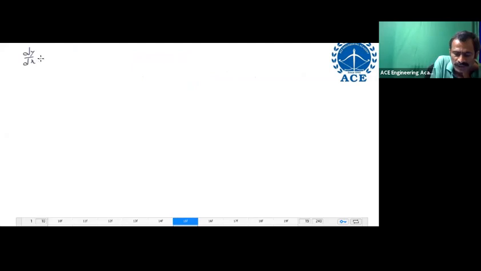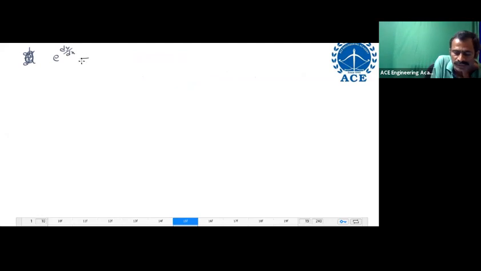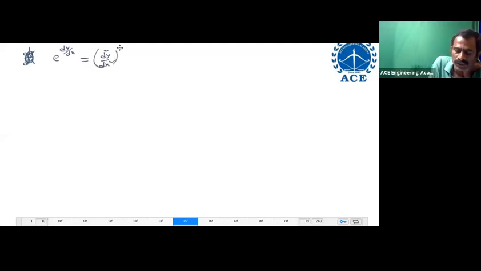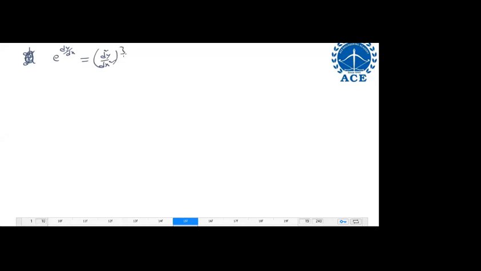If we consider a differential equation like e power dy by dx equals the second derivative d2y by dx2, whole cube. So now the degree of this equation will become 3, sir?